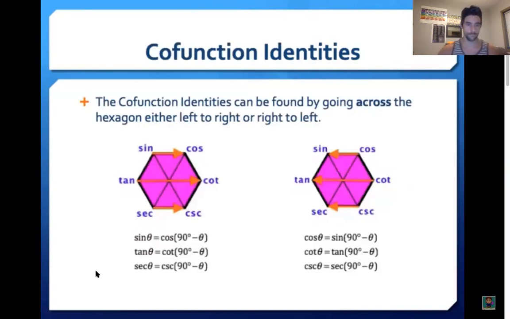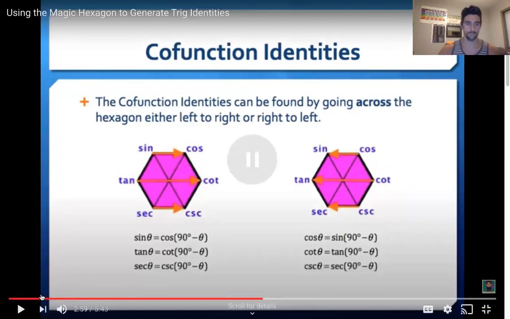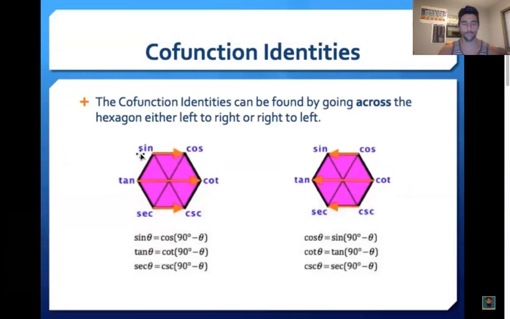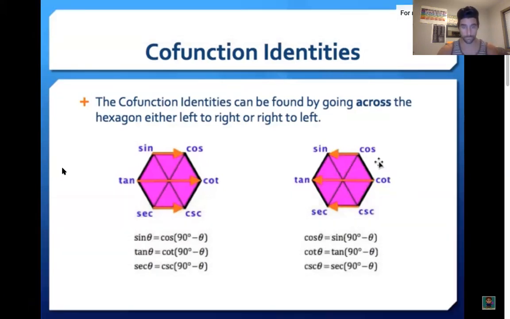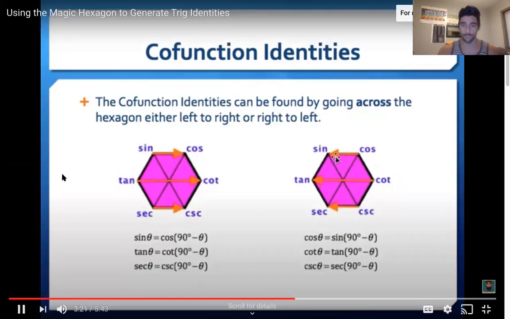They can be found by going across the hexagon, either left to right or right to left. On the left, I have demonstrated going across here at the top. I've got sine is going to be equal to cosine of 90 minus theta. As all of them are demonstrated there, all three of those work that way. Going the other direction across, cosine and sine, that means cosine of theta would be equal to sine of 90 minus theta, going right to left.